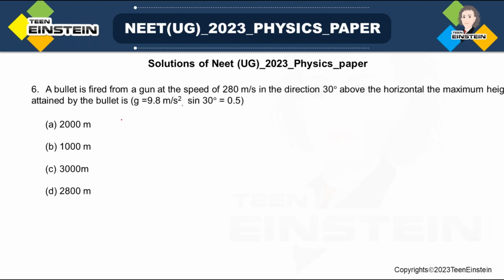So this problem is again an interesting problem. Say a bullet is fired from a gun at the speed of 280 meters per second in the direction 30 degree above the horizontal. The maximum height attained by the bullet is. So I'll just explain the question once again. This is actually projectile motion.